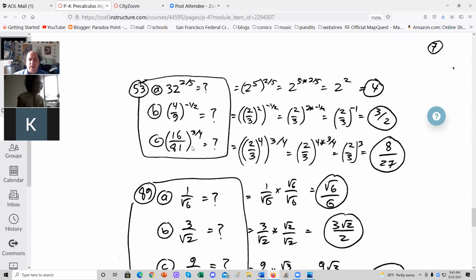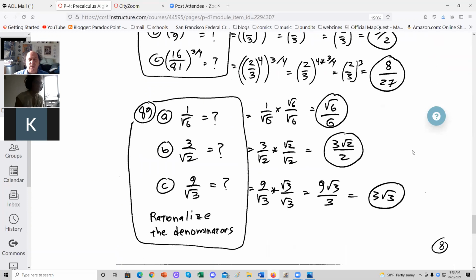16 over 81 to the 3/4 power. Well, 16 over 81 is 2/3 to the 4th power. That to the 3/4 power means you multiply these exponents. 2/3 to the 4 times 3/4. 4 times 3/4, excuse me, is 3. So 2/3 cubed, which is 8 over 27.